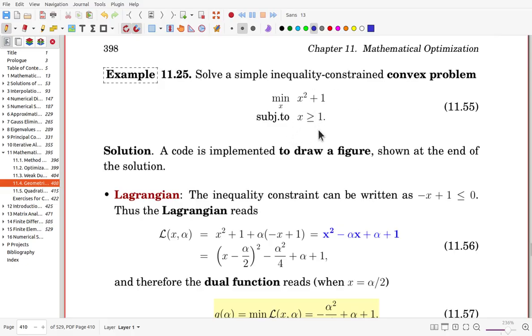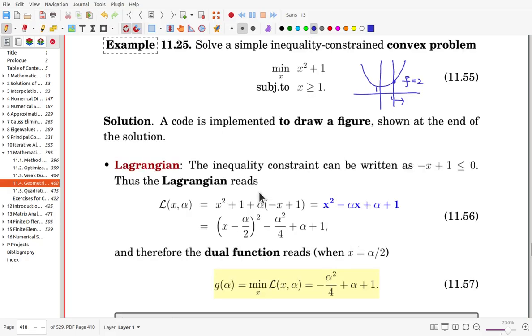I'm sorry, it's an inequality constrained problem: the minimization over x of x squared plus 1, subject to x larger than or equal to 1. Pictorially we can get this quite easily. Here is x squared plus 1, and x larger than or equal to 1 is that side. This is the value, f star is 2, so we can see the optimum easily. Later we'll see code just for drawing purposes.